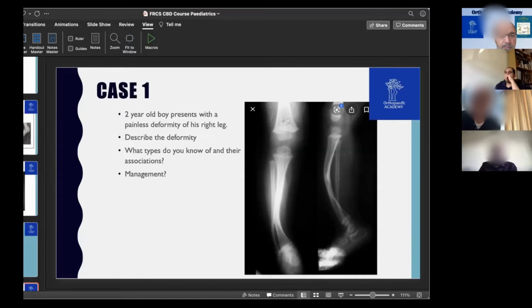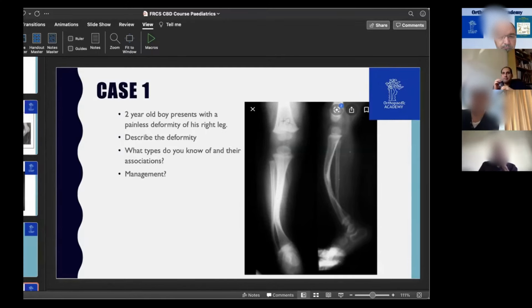In terms of management, I would want to protect this child with a brace while it is bowed to prevent any fractures. It is painless, but he needs to be protected because once it fractures, there's a very high risk of pseudoarthrosis, non-union, and difficulty achieving union. So it has to be protected with a brace to prevent that. If it presents with the fracture, then it's a very complicated scenario.